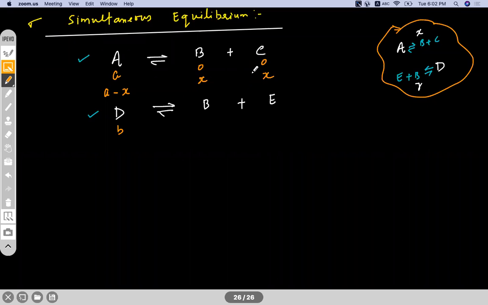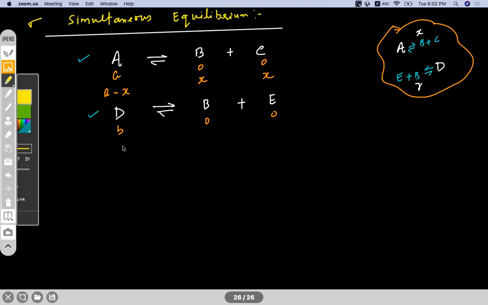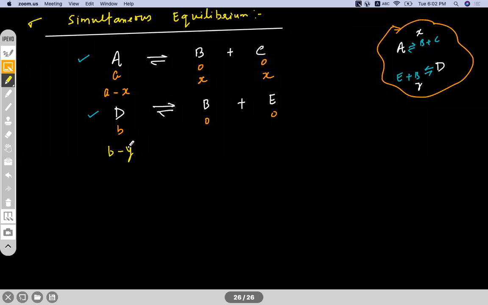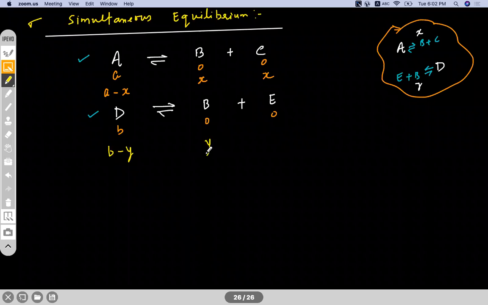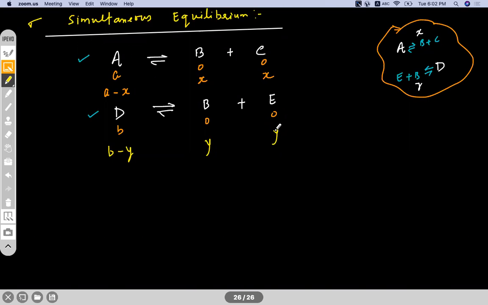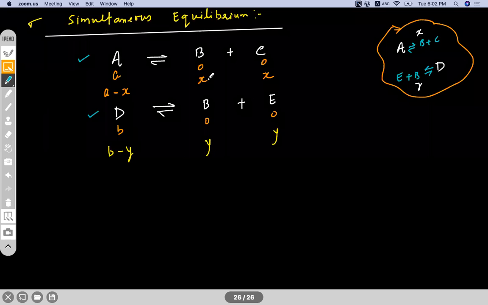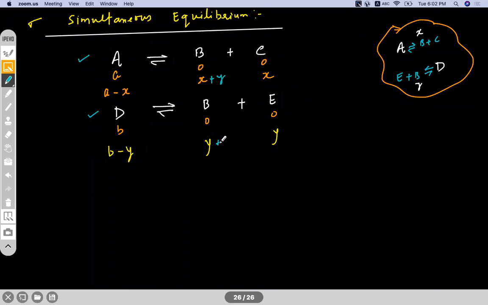All these are dynamic equilibria. There is nothing static. Whenever you're talking about chemical reactions at equilibrium, it is dynamic, because the reaction never stops at the equilibrium state. For the other reaction, B is zero and zero again, and because A and D are two different molecules, we can assume b minus Y, a different degree of dissociation, with Y and Y. But in the vessel, the total concentration of B is X plus Y. Here also we write X plus Y and X plus Y, because both affect the equilibrium of the two reactions. Clear? Understood?